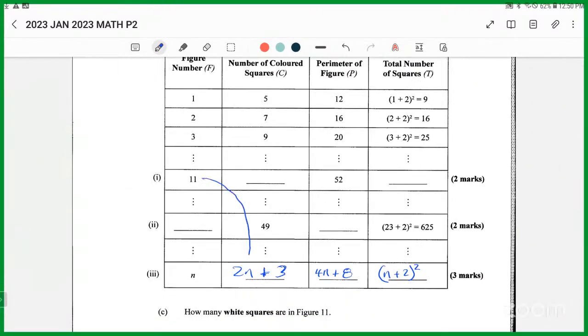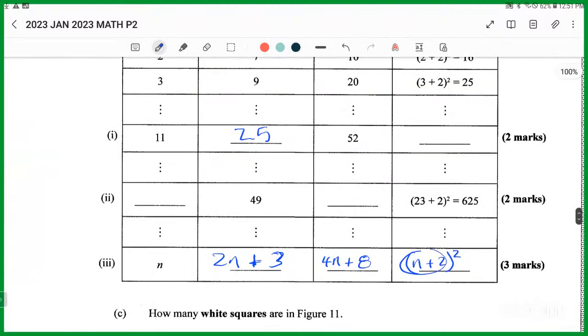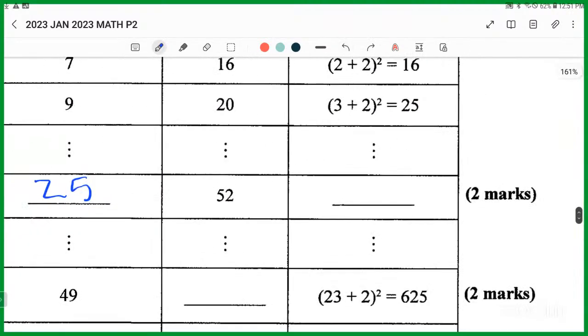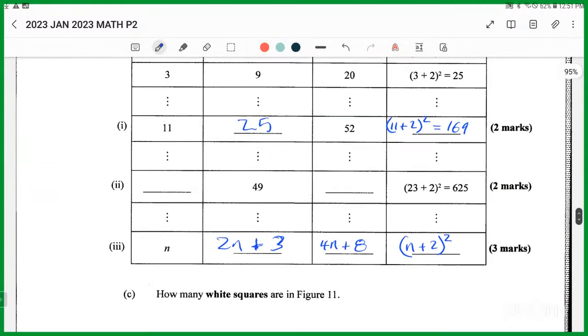All right. Now that we have those, we can fill this out. We take the 11 and drop it on this. 2 times 11 is 22. 22 plus 3 is 25, right? This says it's 52. Let's check it. 4 times 11 is 44. 44 and 8 is 52. And then this one becomes 11 plus 2 squared. That's 13 squared, which is 169.